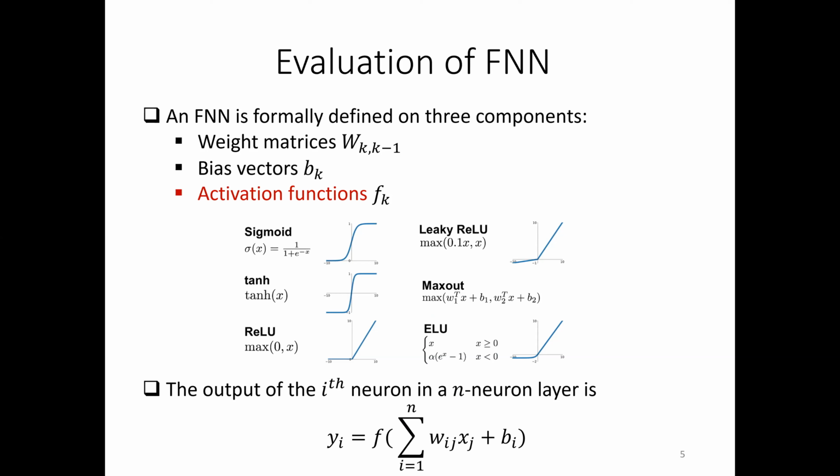And then the output of the ith neuron in the layer is defined by this. So that means you get the input of that neuron, add the bias at that neuron, and then you sum all of them, and then you apply the activation function, and then you get the output of that neuron. Are there any questions here?